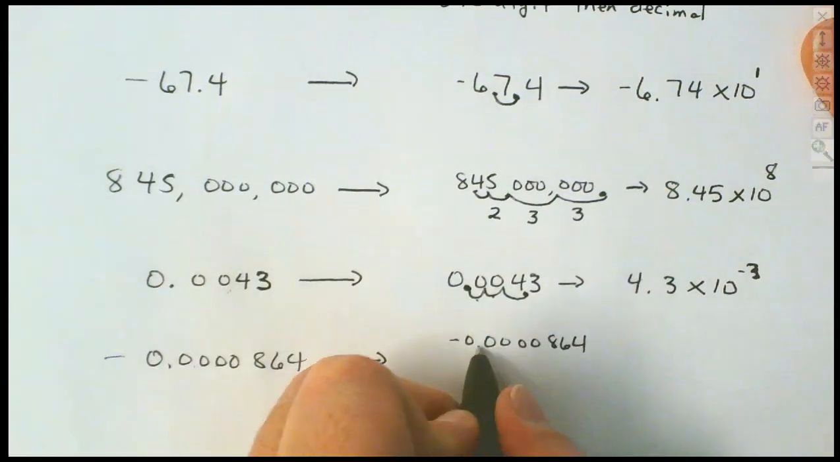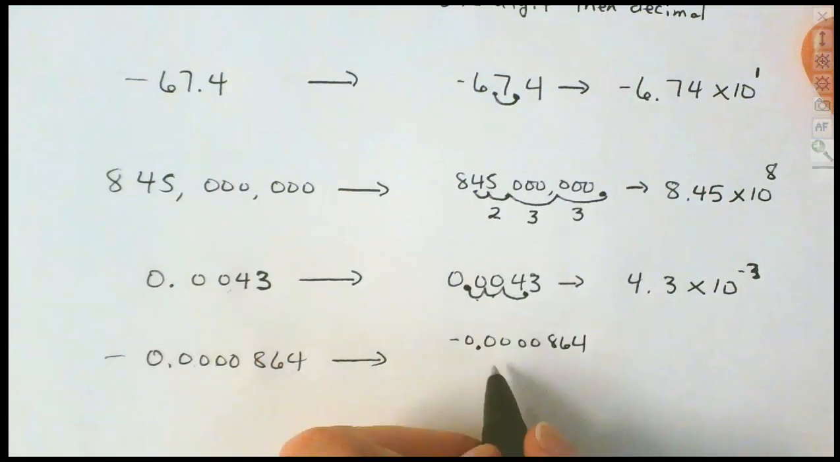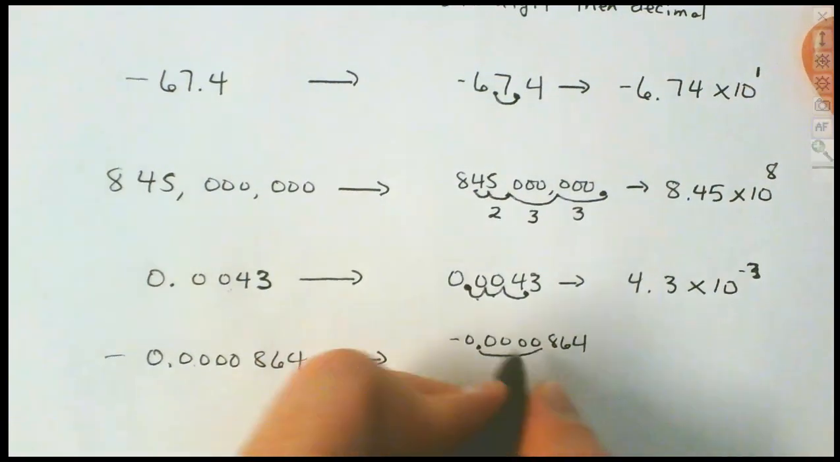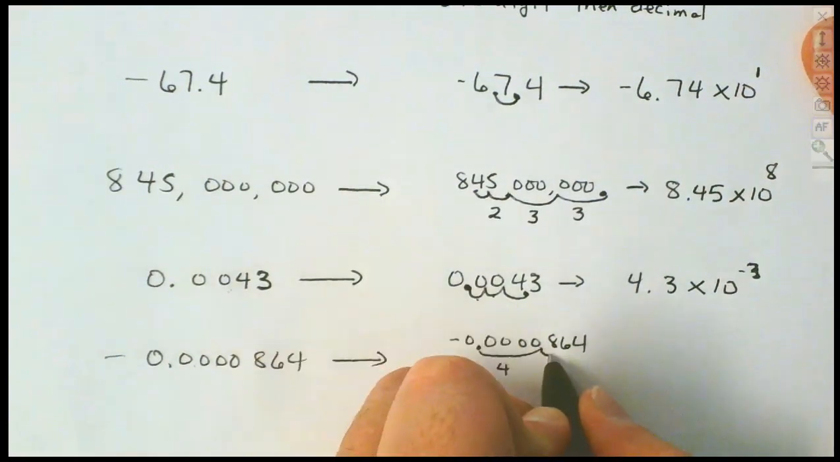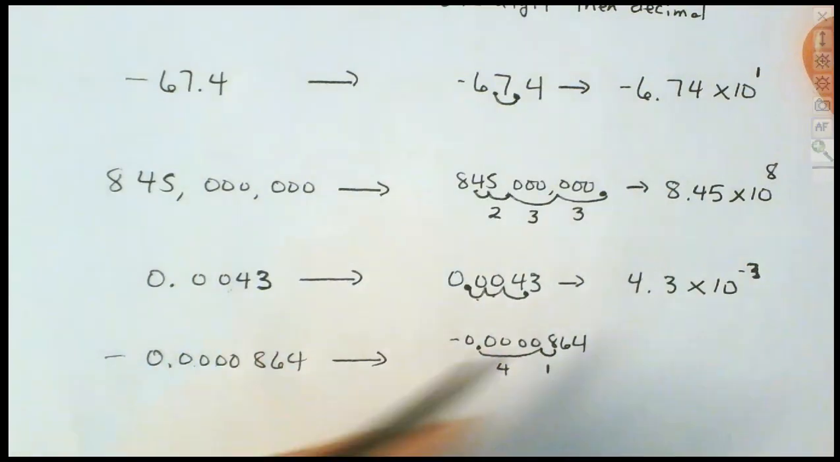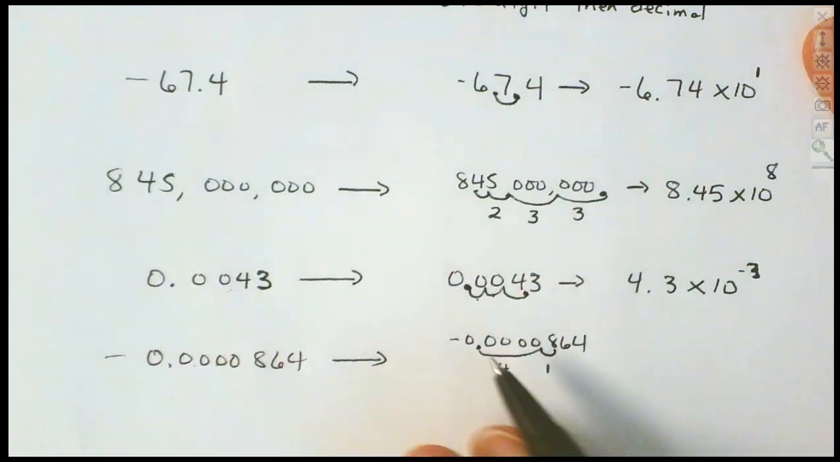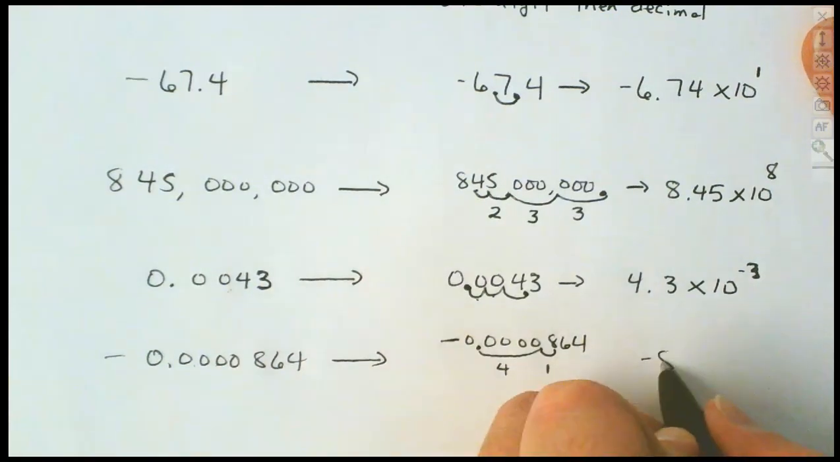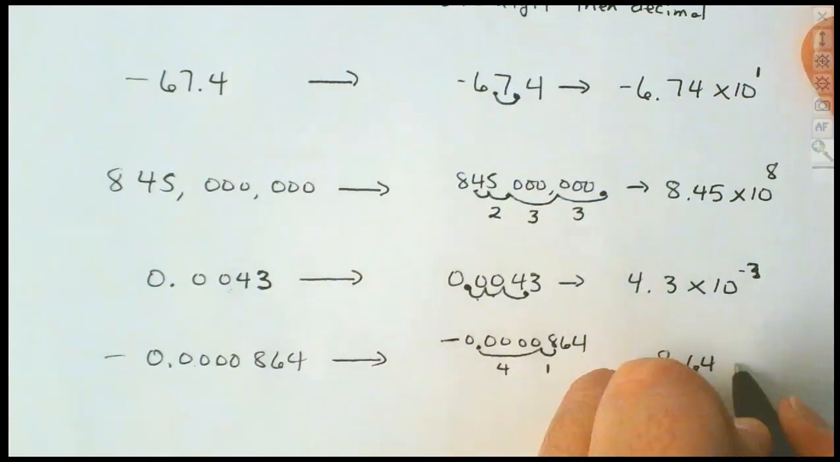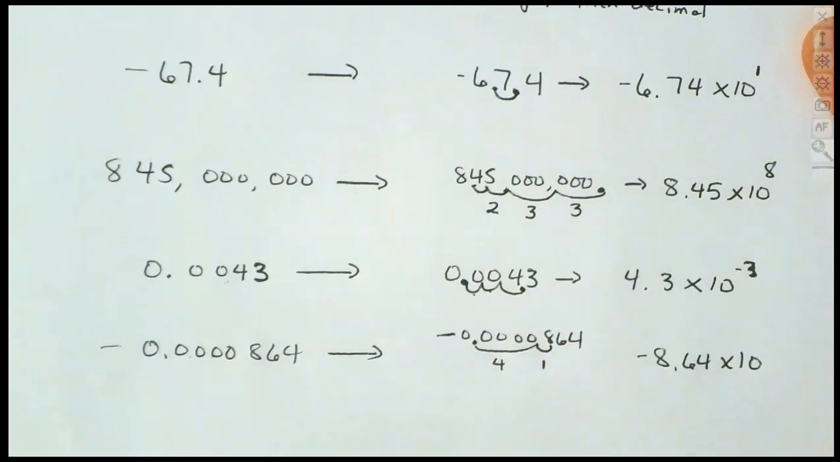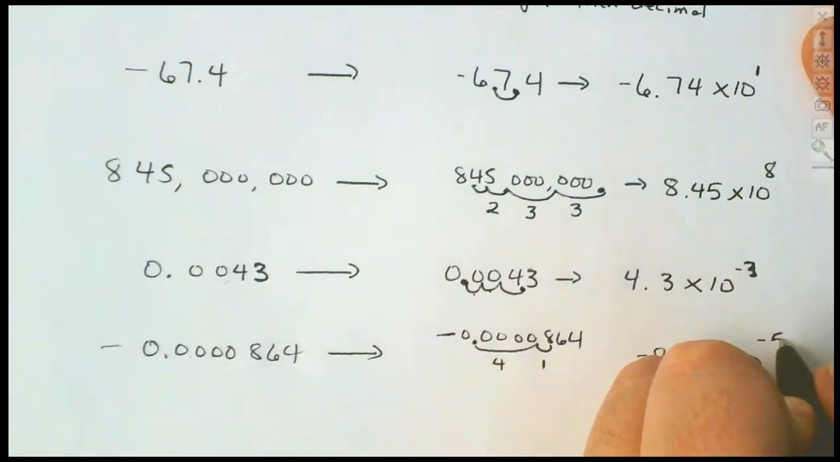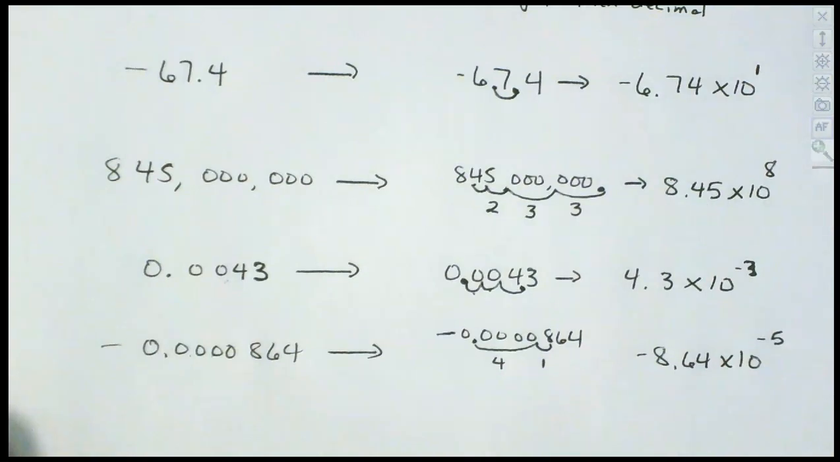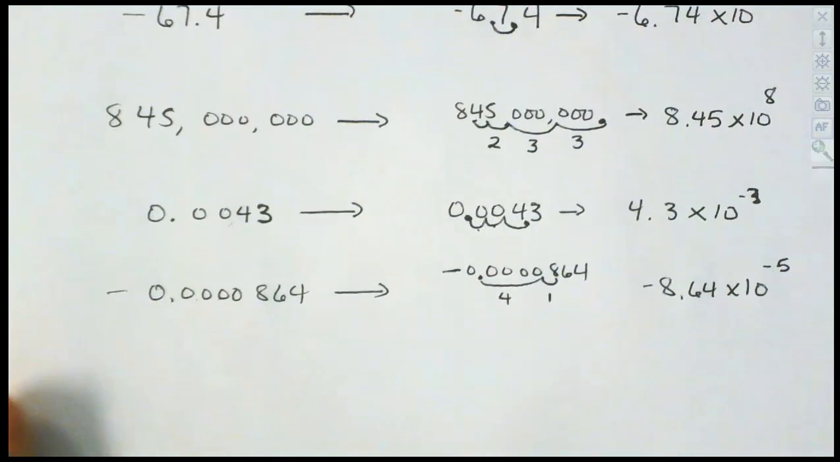So here's our decimal point. We're going to have to move 4 places over. One more makes it 5. So what would that be? Now the negative stays with it. So that would be a minus 8.64, and that's going to be times 10 to the negative 5th power, because it has to be one digit and then the decimal.